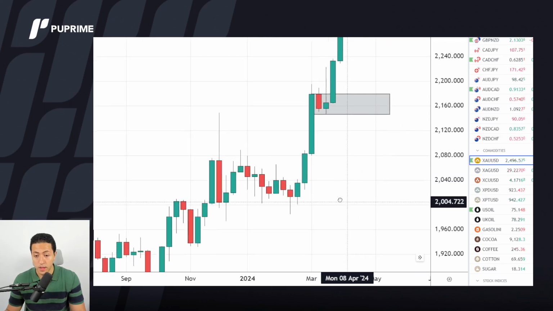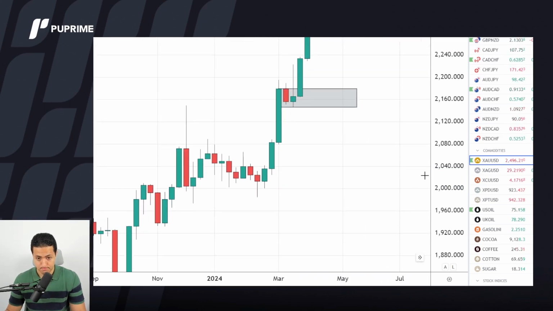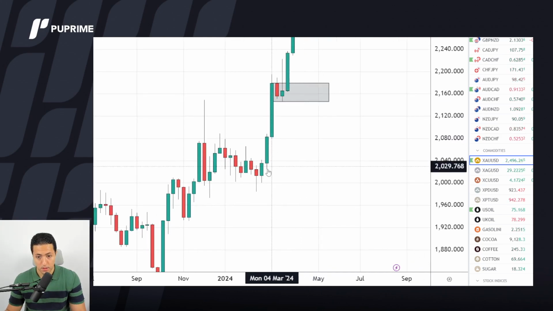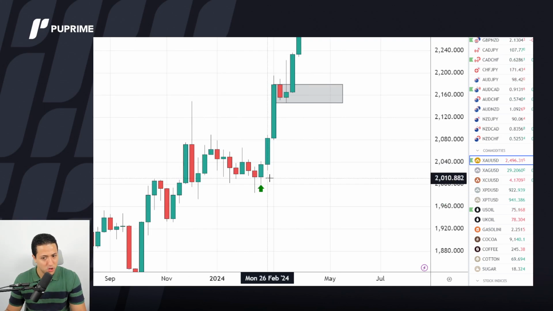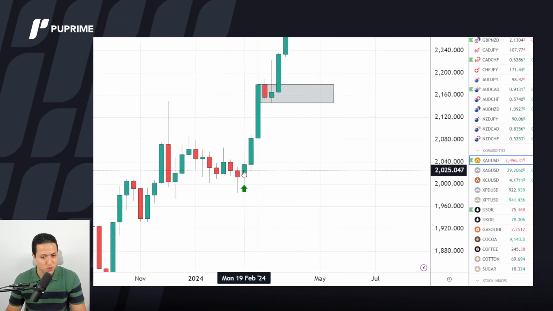Someone said around 2000 there is an explosive candle. Yes, there is. So this is an explosive one. This one is either decisive or indecisive, because it's not really bigger than the previous one, two, three.